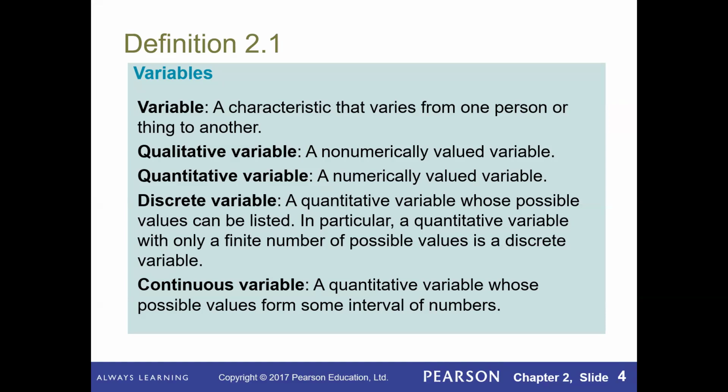And in variables, we have four types of variables. Number one is qualitative, which is a non-numeric valued variable. Quantitative variable is a numerically valued variable. And discrete variable is one in which there is only a finite number of possible values. And continuous is a variable whose possible values form some interval of numbers.